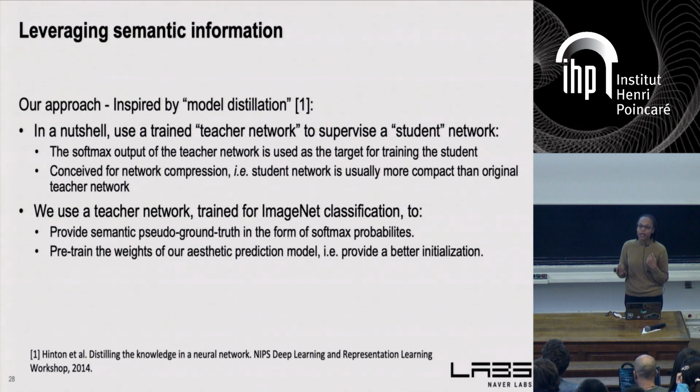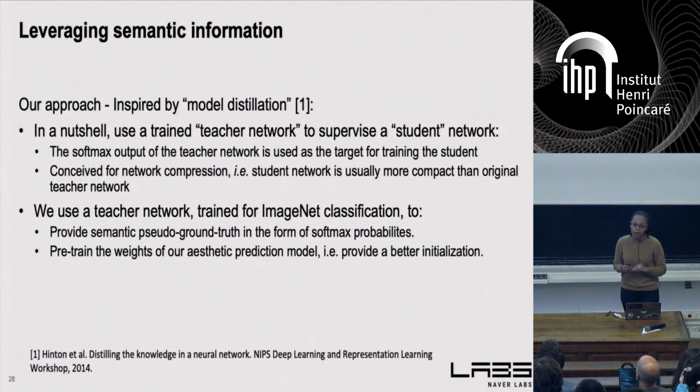So this was conceived for network compression originally. The idea was that typically your teacher network does a really good job, but it's quite huge and might not be efficient for your purposes. So what you'd like to do is train a student network that's more efficient, but that can also replicate the teacher results fairly well, okay?